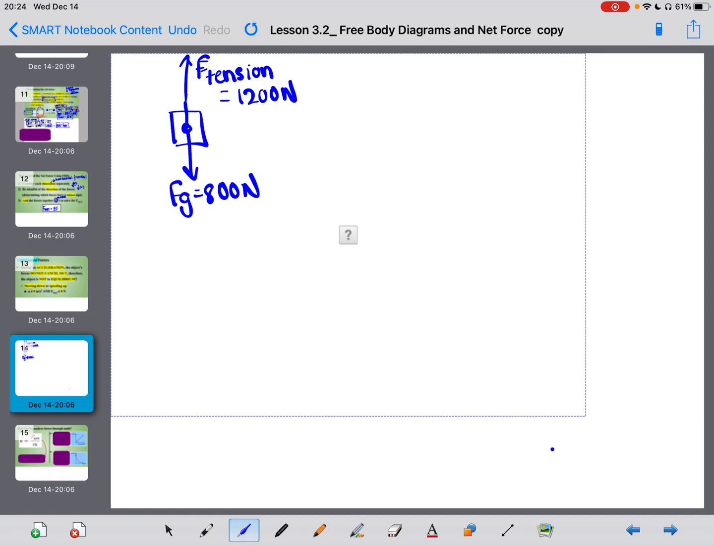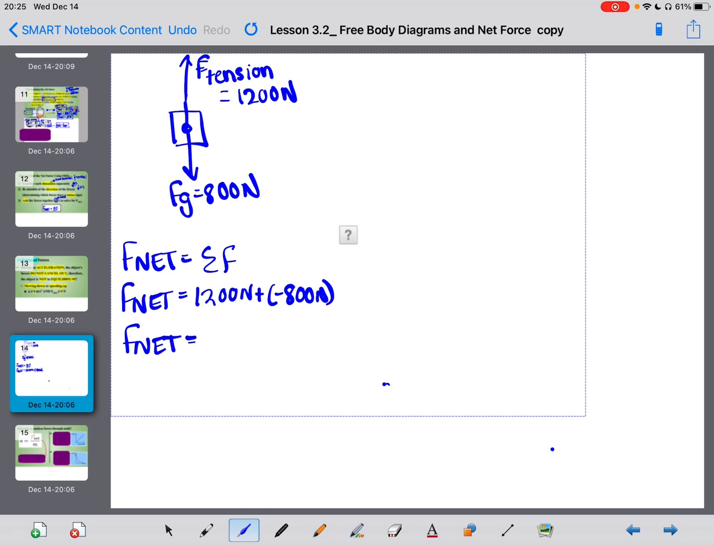So according to our rules, F net equals sigma F. So F net equals 1200 newtons plus a negative 800 newtons. So that tells me that my net force equals 400 newtons, and that means that it's going in the positive direction. So that's why I drew my arrow upwards. Okay, so that's one example.